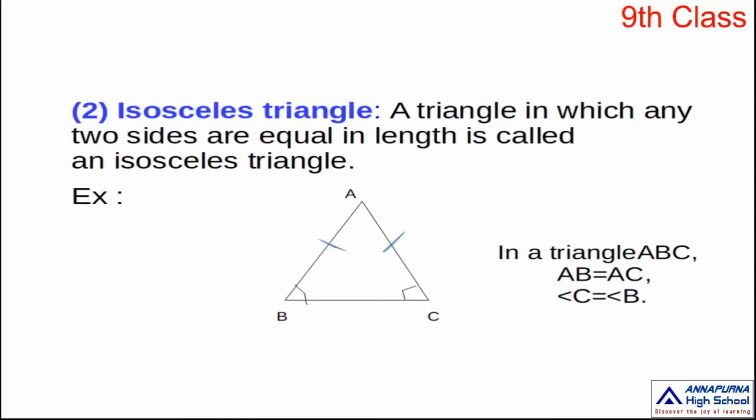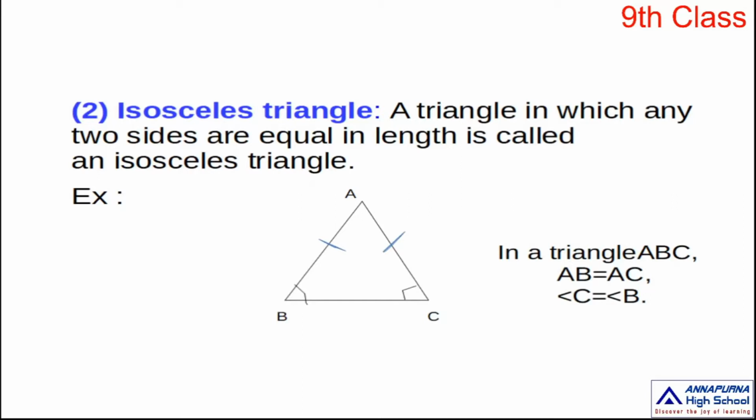Second one, isosceles triangle. What is the definition of an isosceles triangle? A triangle in which any two sides are equal in length is called an isosceles triangle. Example, see the figure. ABC is an isosceles triangle because AB is equal to AC. Any two sides are equal: AB is equal to AC, or AB is equal to BC, or BC is equal to AC.